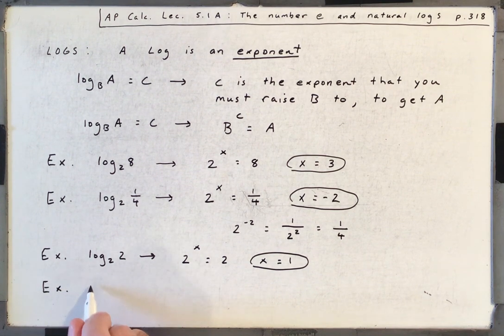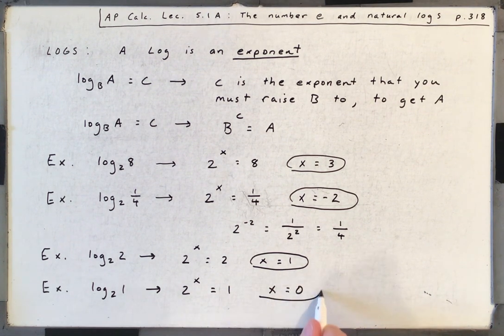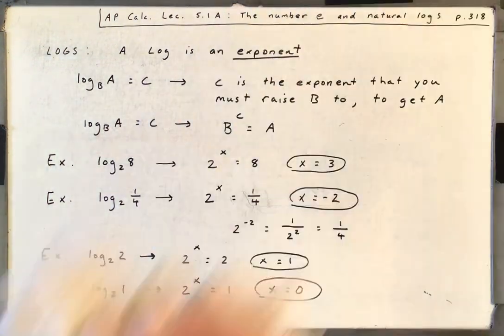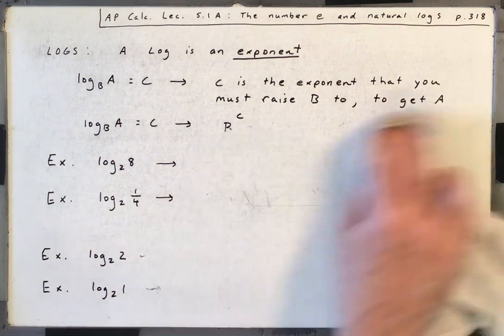Let's say we have log base 2 of 1. That's like 2 to the x power is equal to 1. Now that's 0. Anything to the 0 power is equal to 1. Students forget those every year. But once you get back to using it all the time, then it's easy. All right, let's talk about the properties of logarithms.